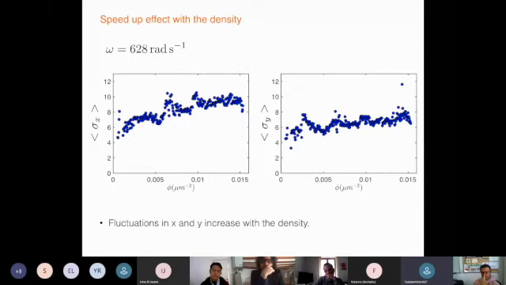When you increase the density, you also increase the velocity fluctuation. The two figures show the velocity fluctuation in the x direction, the direction of motion, and in the transverse direction, y. So you also increase the fluctuation with the density.